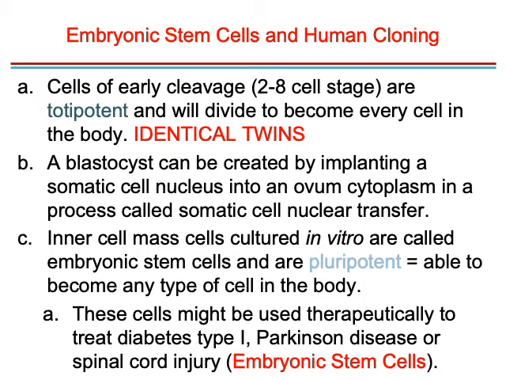This is how lots and lots of animals have been created. Have you ever heard of Dolly the sheep? Produced, what, 30 some odd years ago now? She was produced by somatic cell nuclear transfer. Okay, so those are cloning.